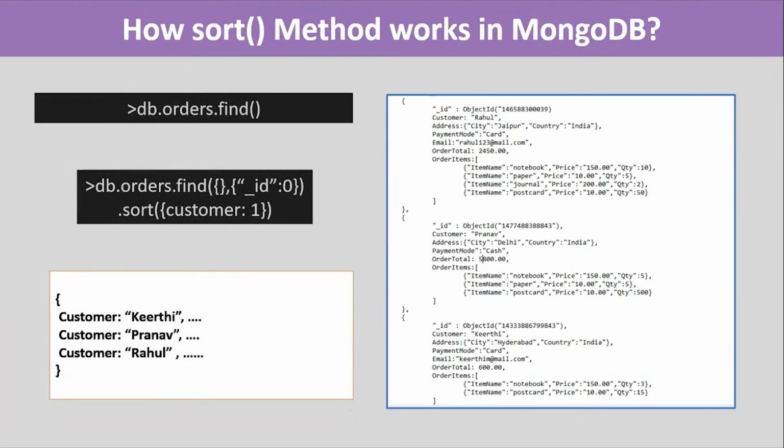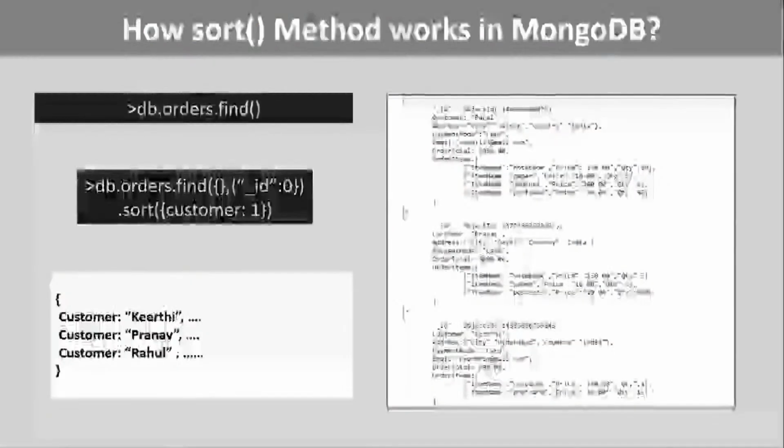Now the output is, first we'll have the customer details of Kirti, because the letter K comes first in the alphabet from A to Z. Next we have Pranav, which starts with P, and then we have Rahul, which starts with R. So this is a simple example of how the sort method works in MongoDB.